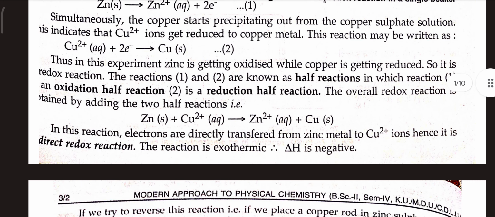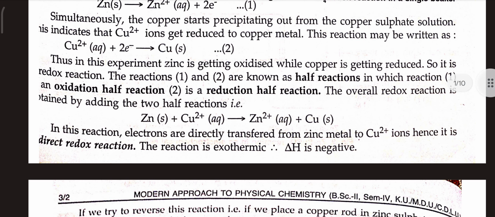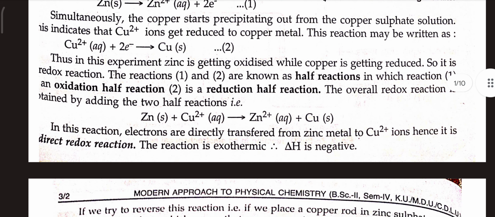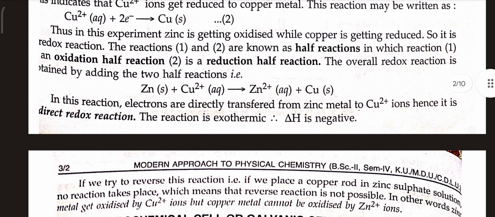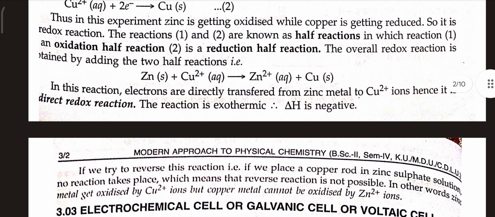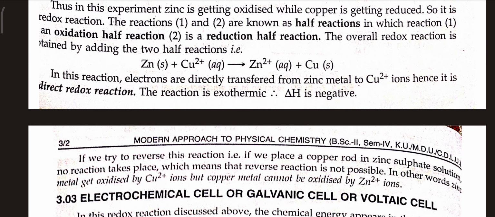Thus, in this experiment, zinc is getting oxidized while copper is getting reduced. So, it is a redox reaction. Reactions 1 and 2 are known as half reactions, in which the first reaction is the oxidation half reaction and the second is the reduction half reaction. The overall redox reaction is obtained by adding the two half reactions, i.e. Zn(s) + Cu2+(aq) gives Zn2+(aq) + Cu(s). In this reaction, electrons are directly transferred from zinc metal to Cu2+ ions, and hence it is a direct redox reaction. The reaction is exothermic.